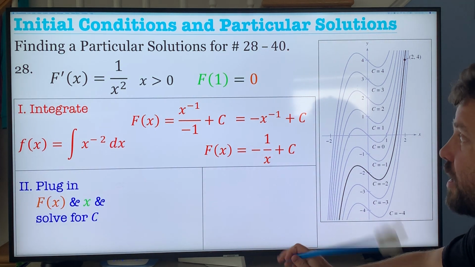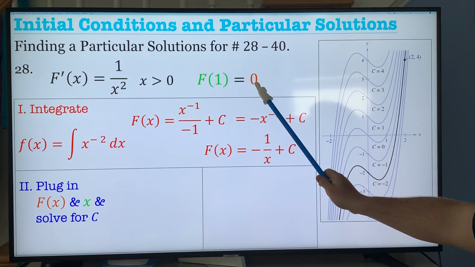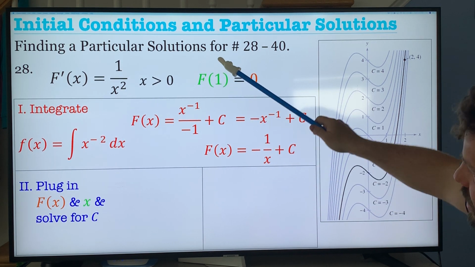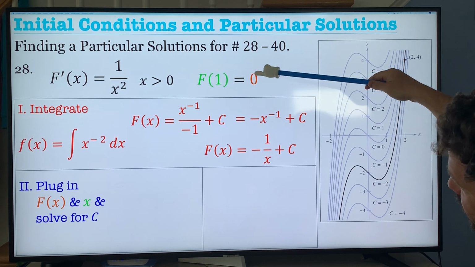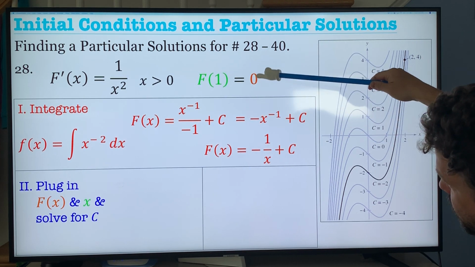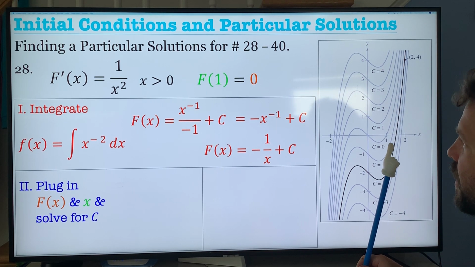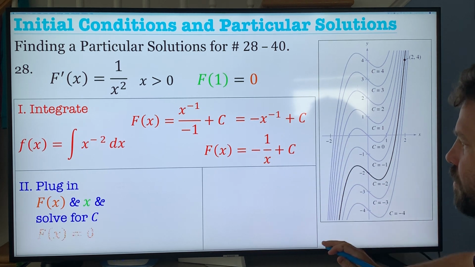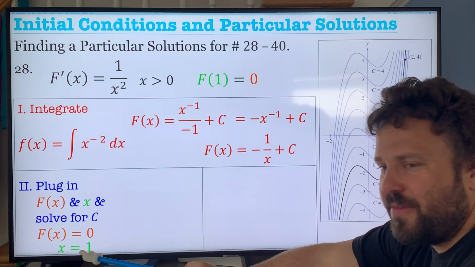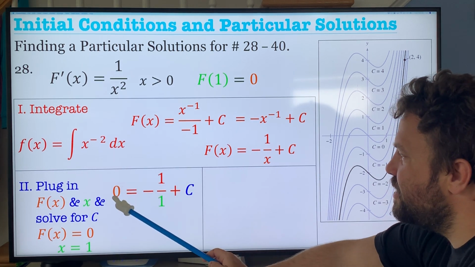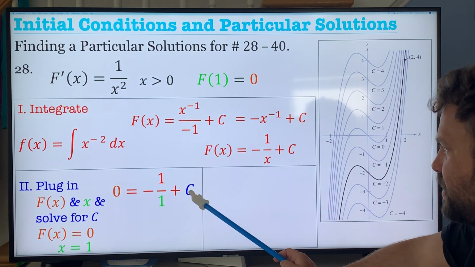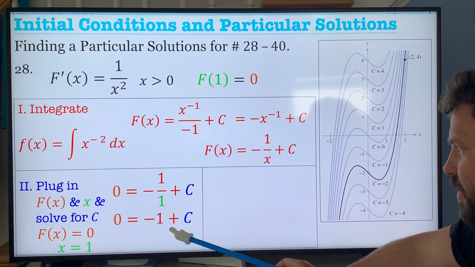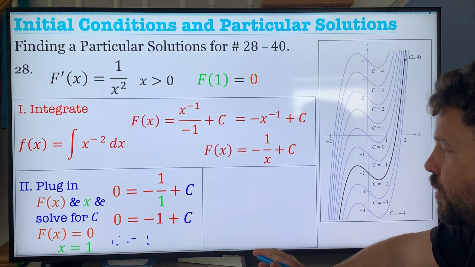Step 2, plug in your f of x, which is 0. This is the key. And your x, which is the number that's in here for the f of x. That's how you can remember this thing's your x. And this is what f of x equals right here. So f of x in this case equals 0, and x equals 1. 0 equals negative 1 over 1 plus c. 1 over 1 is 1. 0 equals negative 1 plus c. Add 1 to both sides, and c equals 1.